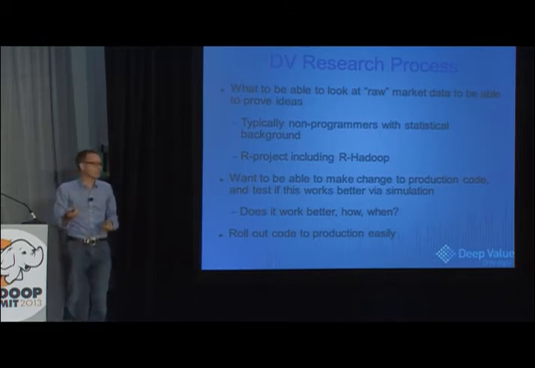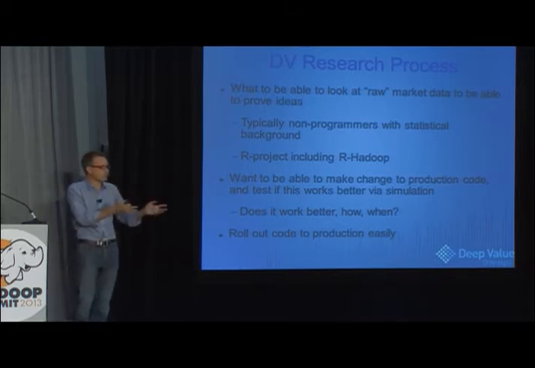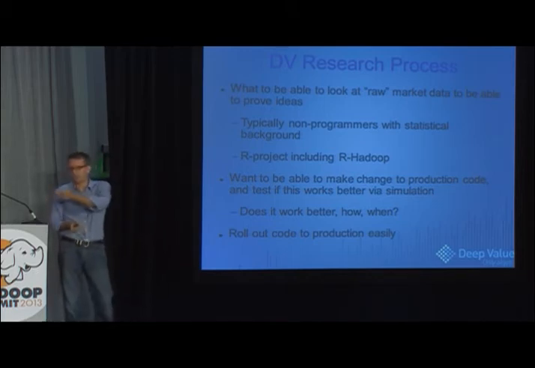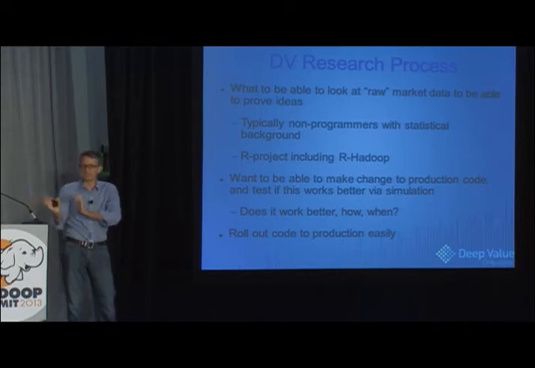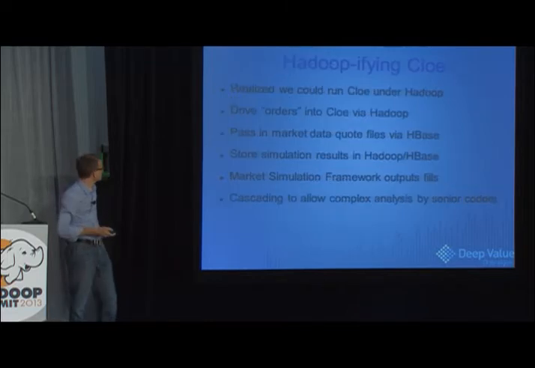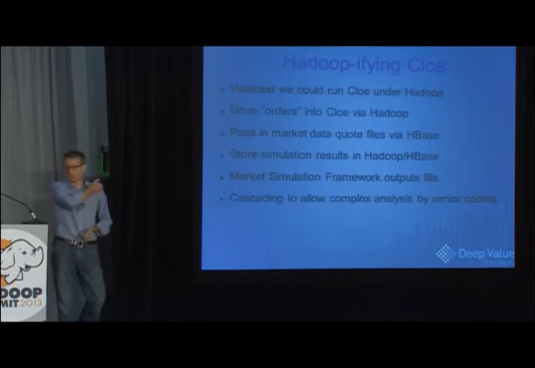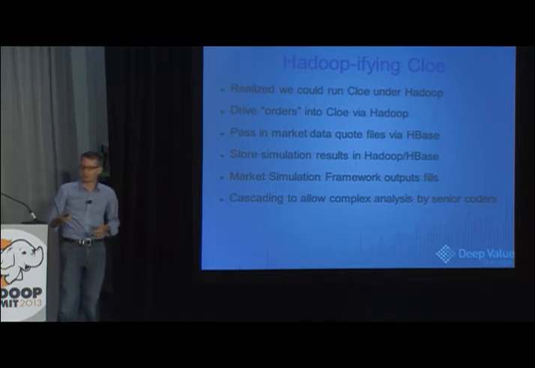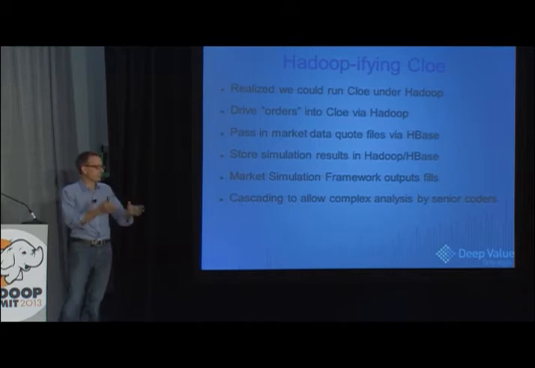The other thing is that if the researchers have made changes in the production code itself, you can just take that production code and run it in production, because it's the same code base. That meant you can speed things up. So what we decided to do was to take the first thing I showed you, which we call Chloe, for the clustered order engine, and run that as a map job.